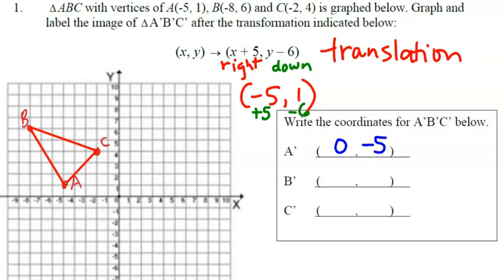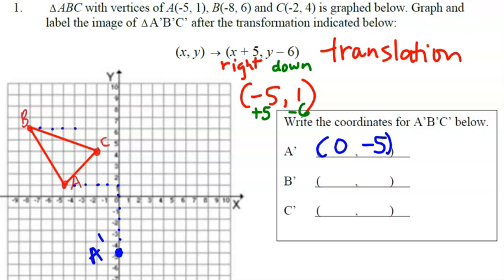Now if I count the boxes for A, 1, 2, 3, 4, 5 units to the right, 1, 2, 3, 4, 5, 6 units down, you'll notice I'm at that same point, 0, -5. Call it A prime. You can either count boxes or you can use the math formula.